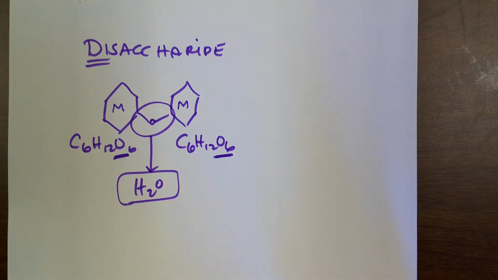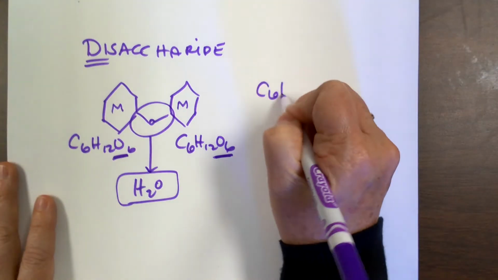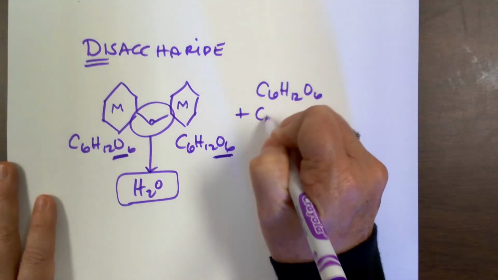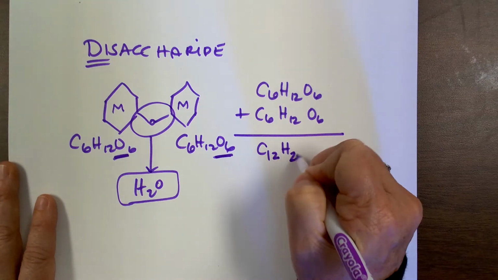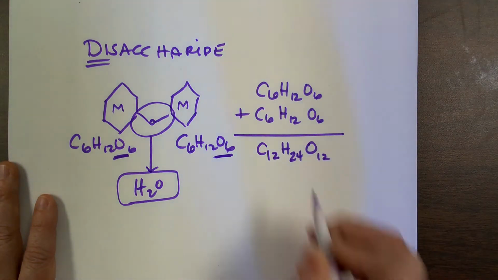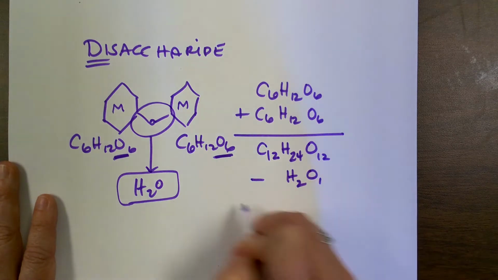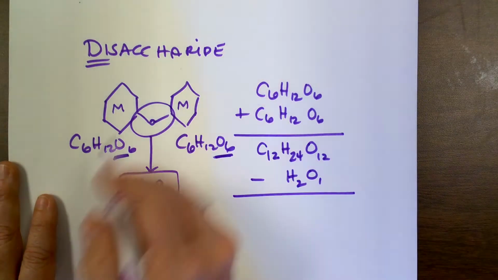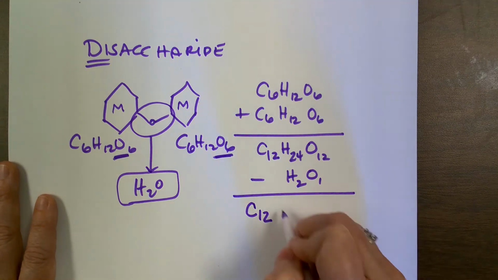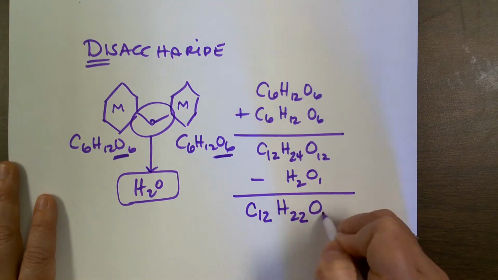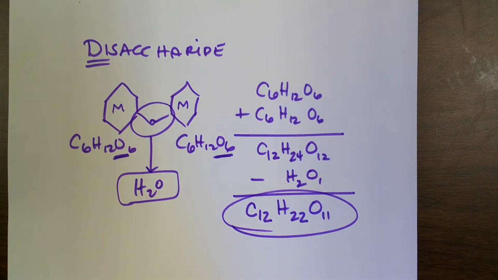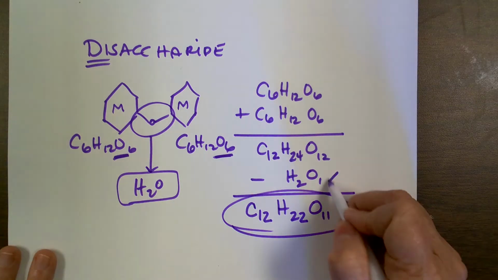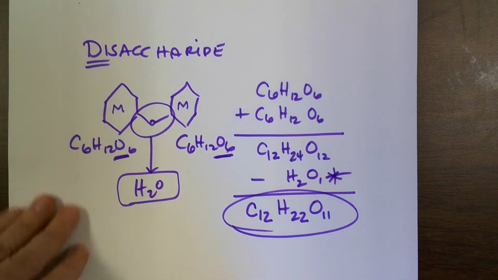So when we do the chemical formula for a disaccharide, the C6H12O6 plus a C6H12O6 should be a C12H24O12, but you have to account for losing a water molecule. So an actual disaccharide's formula is C12H22O11. You have to know how to do the math for disaccharides and polysaccharides based on the understanding that every time you make a bond, you lose a water.